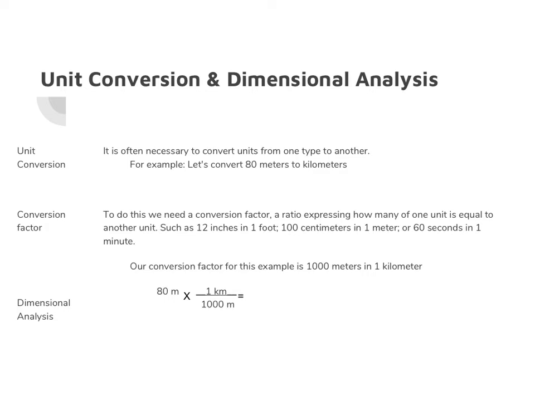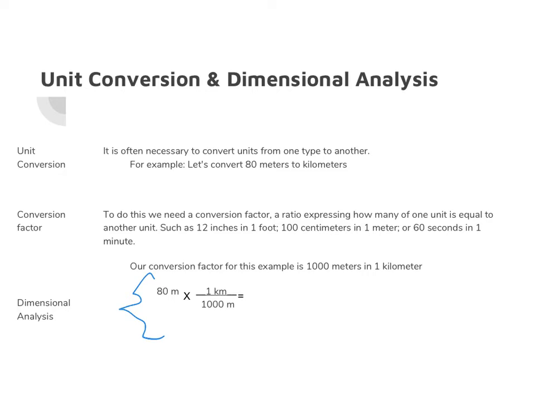When we are solving calculations in physics or chemistry or biology, or this is basic algebra. Unit conversion and dimensional analysis. In physics, it's often necessary to convert units from one type to another. For example, let's convert, and we'll do that down here. We will convert 80 meters to 1 kilometer.